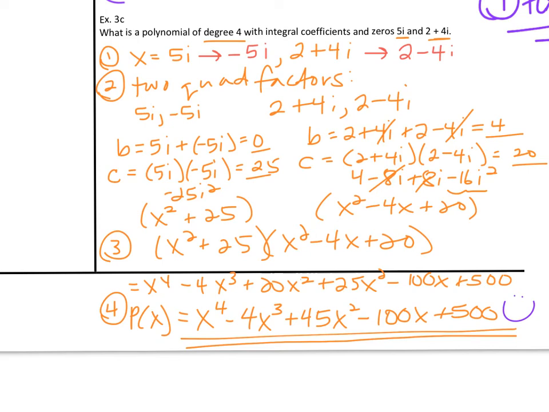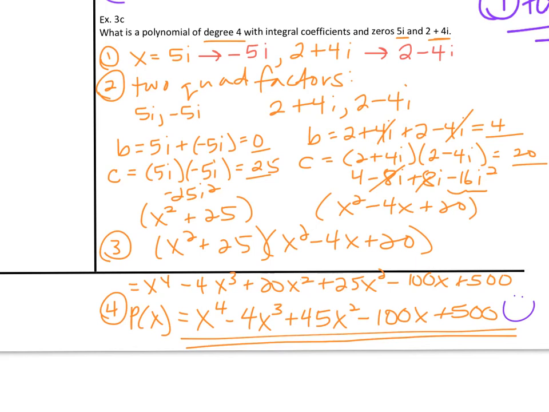All right, let's see how we ended up. If you FOIL x squared plus 25 and x squared minus 4x plus 20 and combine like terms, you should end up with the following polynomial function. I identified it as p of x, but if you call it f of x, that's fine too. p of x equals x to the 4th minus 4x to the 3rd plus 45x squared minus 100x plus 500.